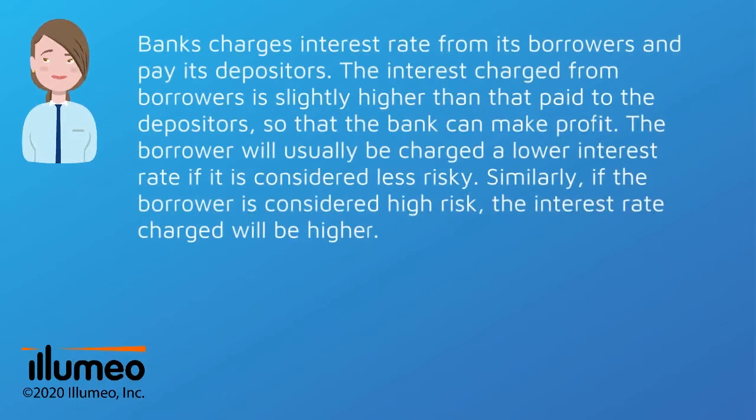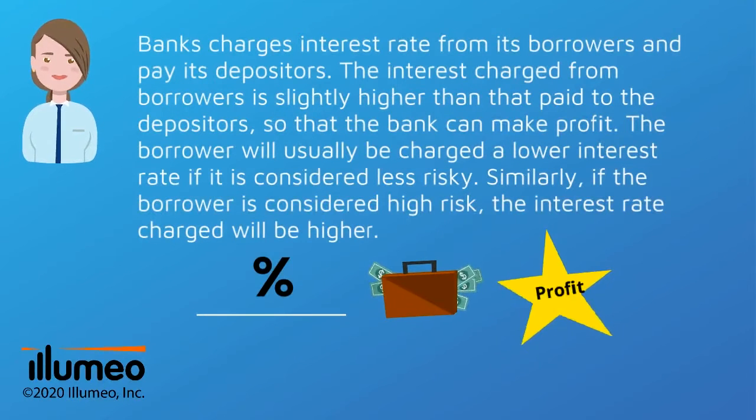Banks charge interest rate from their borrowers and pay their depositors. The interest charged from borrowers is slightly higher than that paid to the depositors, so that the bank can make profit. The borrower will usually be charged a lower interest rate if it is considered less risky. Similarly, if the borrower is considered high risk, the interest rate charged will be higher.